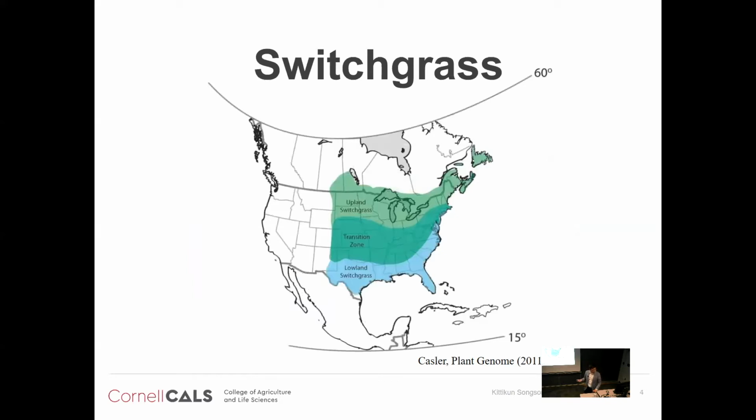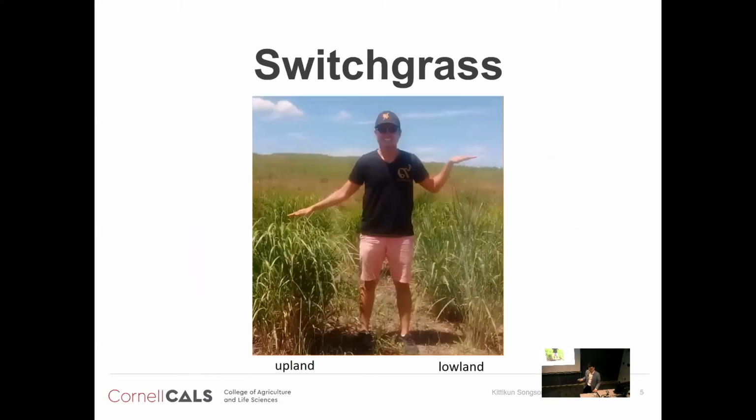The next picture is a comparison between the upland and lowland switchgrass. On your left-hand side is upland, and on your right-hand side is lowland. Normally upland is well adapted to the cold winter, like right around here. But the lowland is well adapted to higher moisture areas and also provides more yield. Another difference is the ploidy level: upland is normally octoploid and lowland is normally tetraploid.